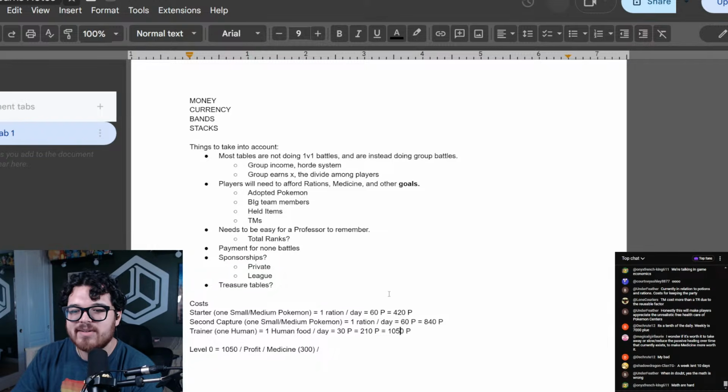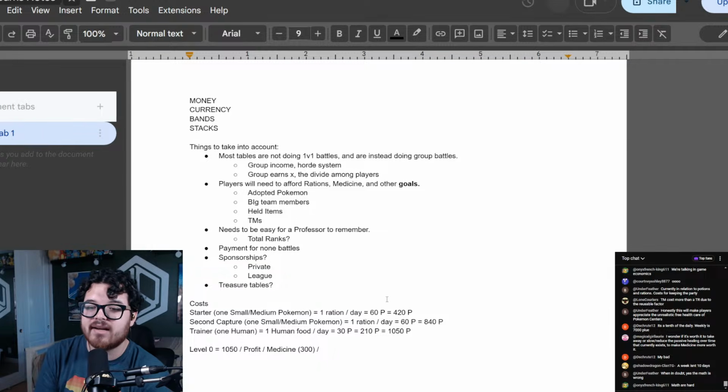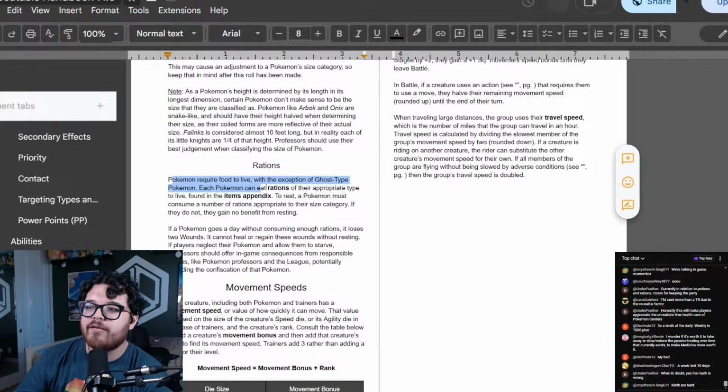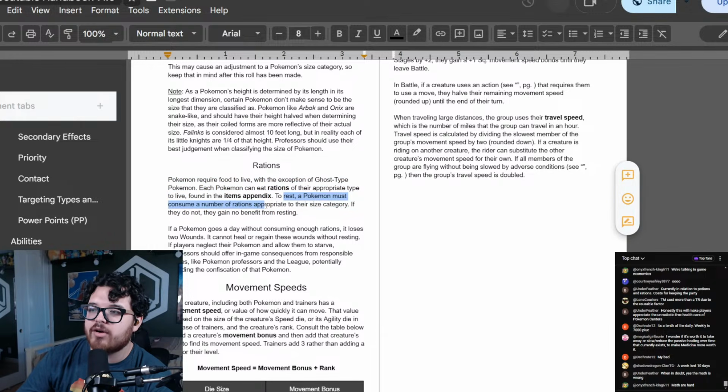The takeaway is to slow, reduce passive healing over time that currently exists. Make medicine worth it. Lori, that is part of the reason rations are existing. So we talk about rations fix a lot of issues in this game. Pokemon require food to live, with the exception of Ghost-type Pokemon. Each Pokemon can eat rations for their appropriate type to live, found in the item's appendix. To rest, a Pokemon must consume a number of rations appropriate to their size category.